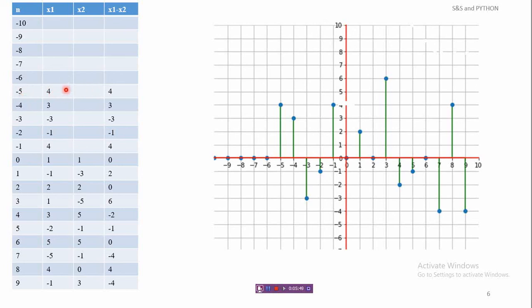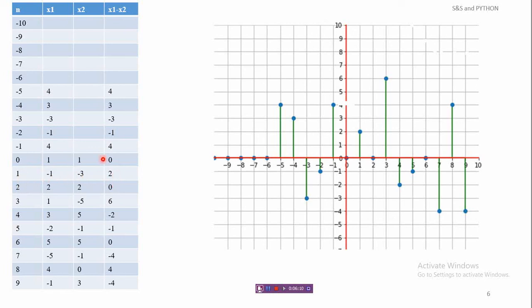So here at minus 5 we have x2 is 0, x1 is 4. So x1 minus x2 is 4. And it continues up to minus 1. And at 0 x1 is 1 and x2 is 1, so the difference is going to be equal to 0. And at 1 this is minus 1 minus 3, so it's going to be 2.